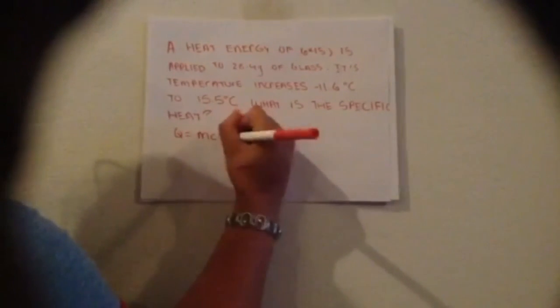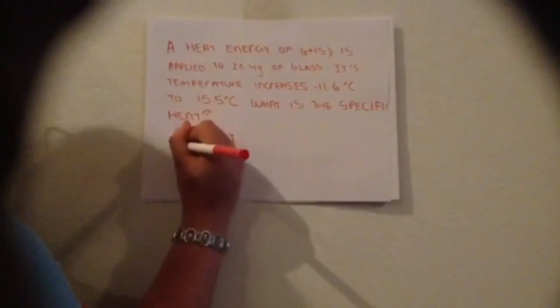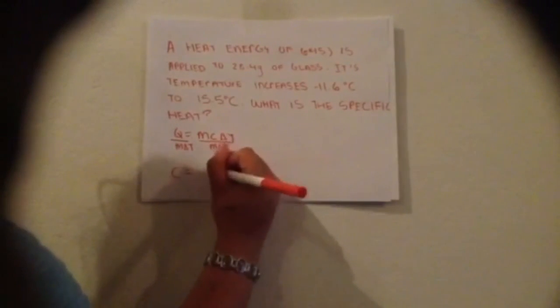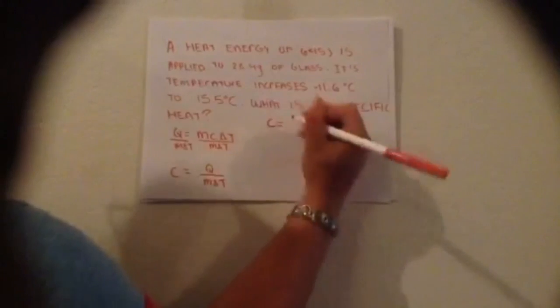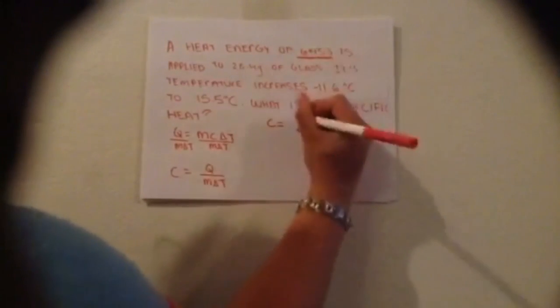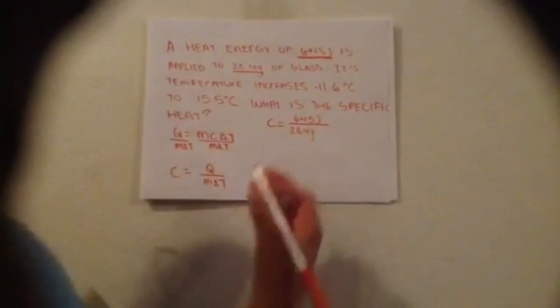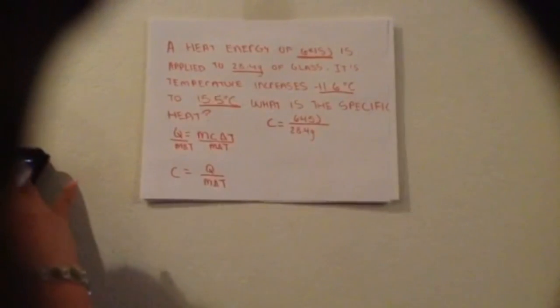So let's use another equation. Heat energy of 645 joules is applied to 188.4 grams of glass. Its temperature increases from negative 11.6 degrees Celsius to 15.5 degrees Celsius. What is the specific heat? So C is equal to specific heat. We're just going to take 645 joules and put it over 188.4 and multiply that by the temperature increase, which should be around 27.